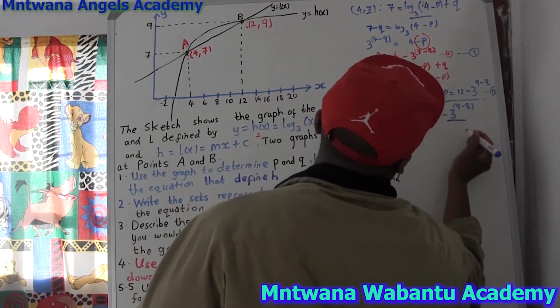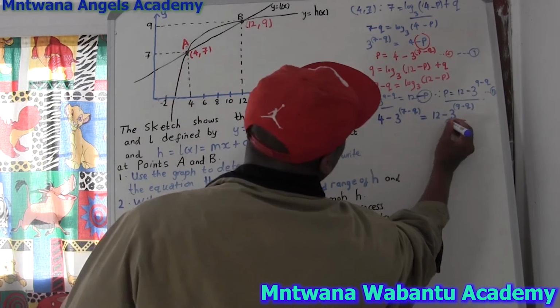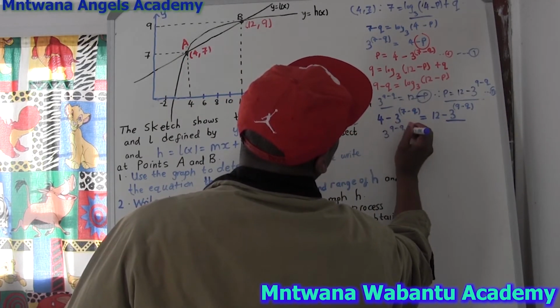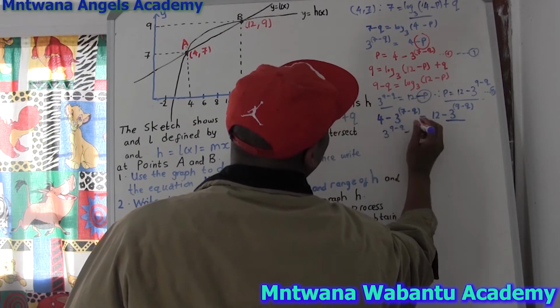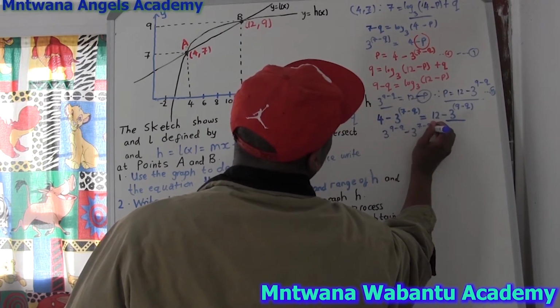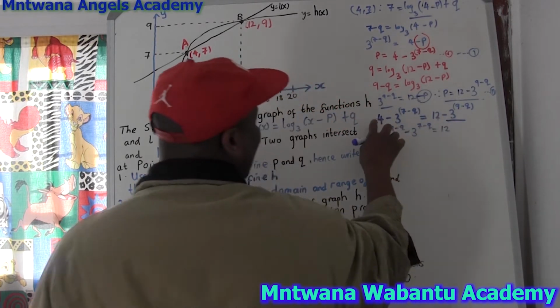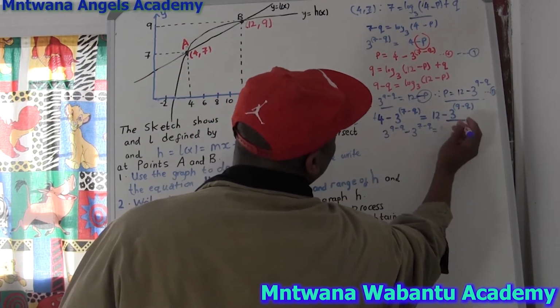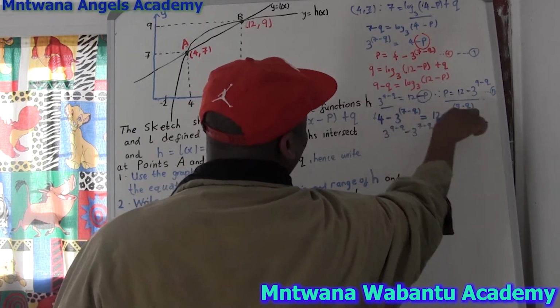So now this is going to go to the right. If it goes to the right, it becomes positive. So it becomes positive 3^(9 minus q), and then minus 3^(7 minus q). And on this side we have 12, and this 4 is positive, so when we go over it becomes minus. So 12 minus 4 is going to be equal to 8.